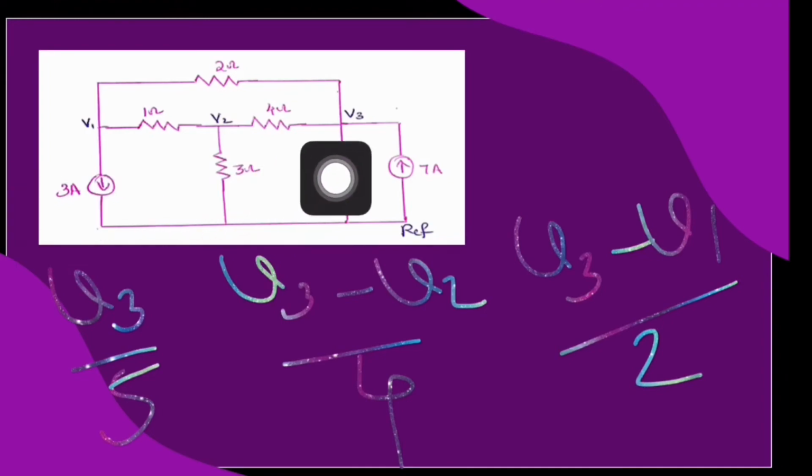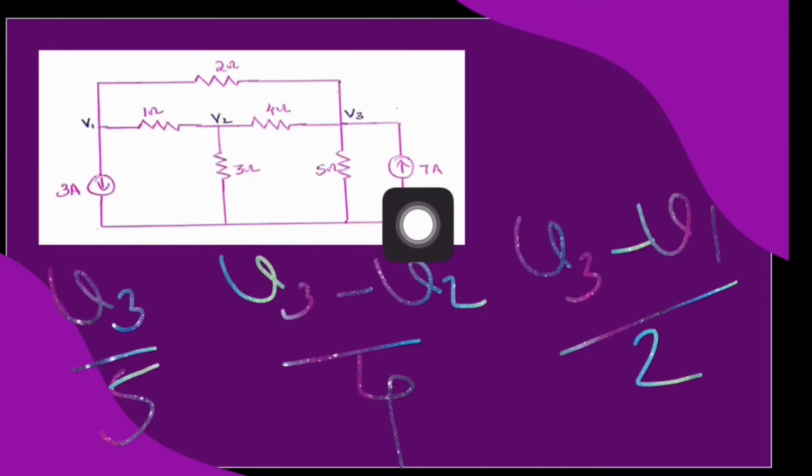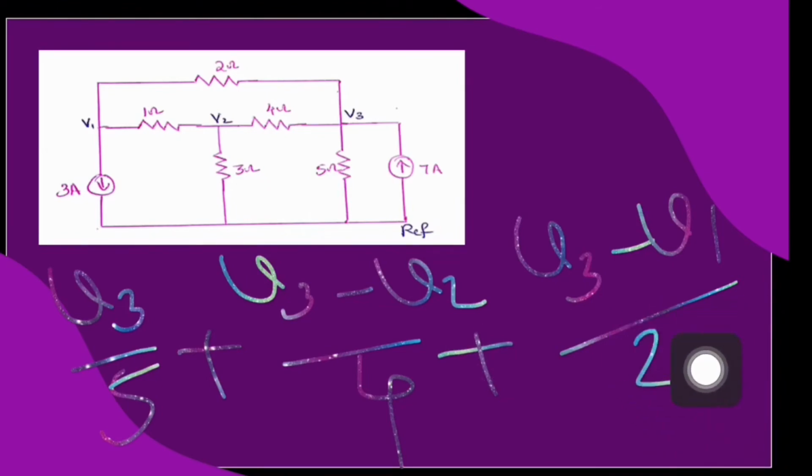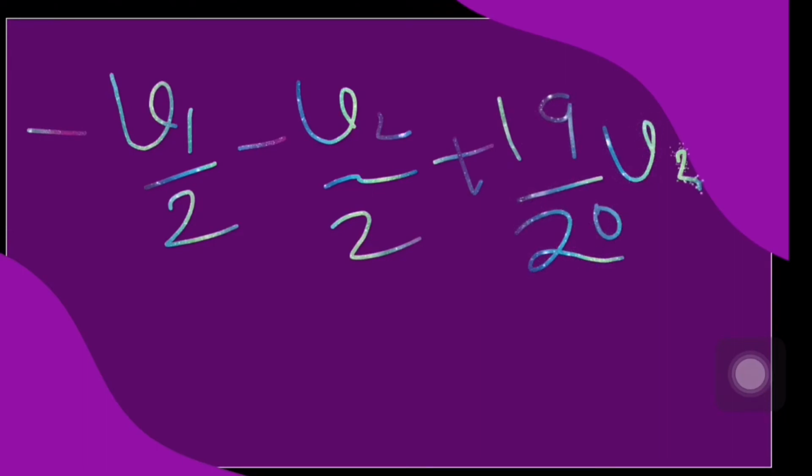Thus, at this node, we have one incoming current 7 amperes and 3 unknown outgoing currents. By KCL, sum of currents entering at node V3 is equal to sum of currents leaving that node. Hence, we can write V3 by 5 plus V3 minus V2 by 4 plus V3 minus V1 by 2 is equal to 7. By rearranging this, we get minus V1 by 2 minus V2 by 2 plus 19 by 20 V3 is equal to 7, which is labeled as equation number 3.